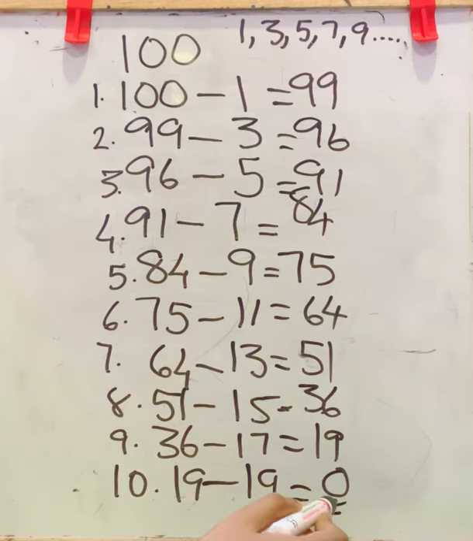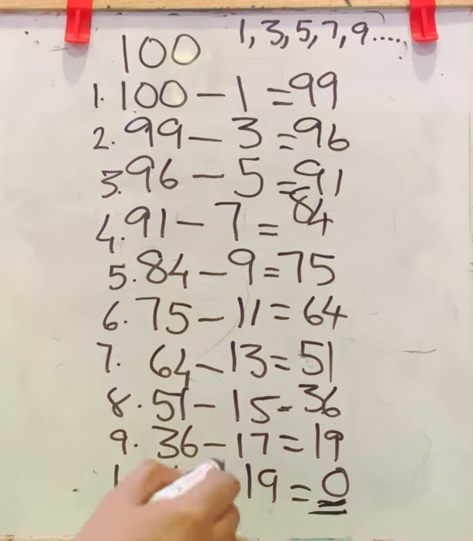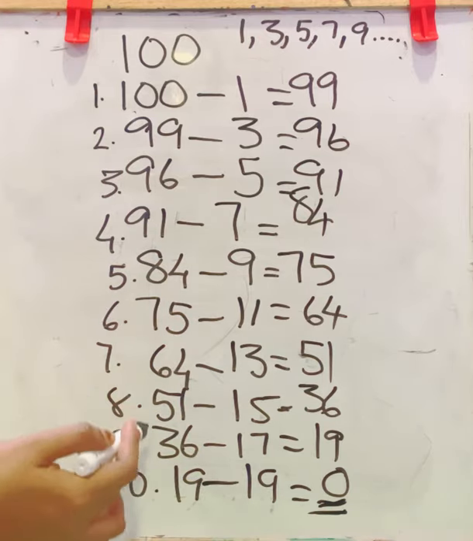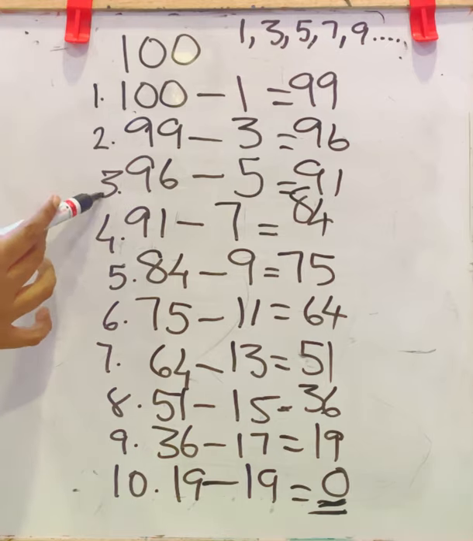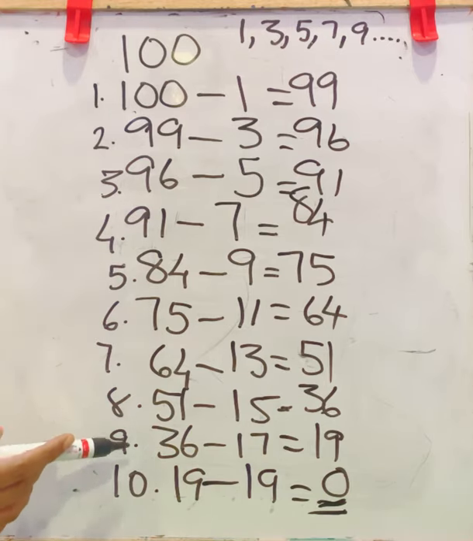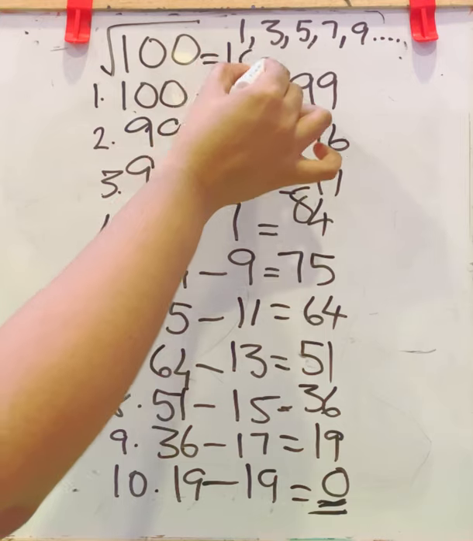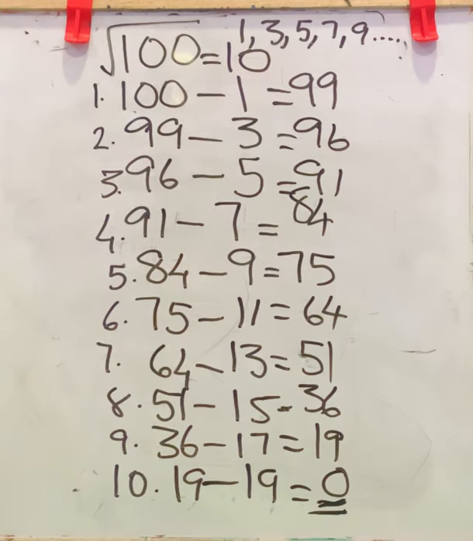Whenever you get the difference as 0, you can stop and check how many steps you have got here. 1, 2, 3, 4, 5, 6, 7, 8, 9, 10 steps. In the 10th step, you got 0 as the difference. So, the square root of 100 equals the number of steps, that is 10. This is how you find the square root by using the repeated subtraction method.